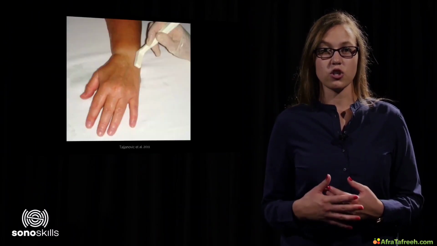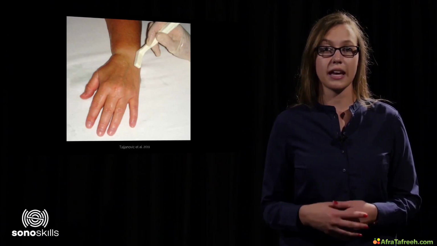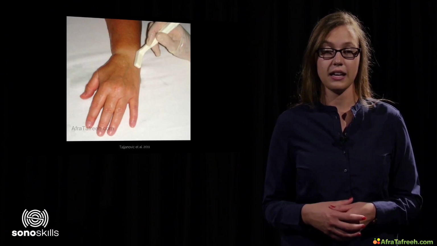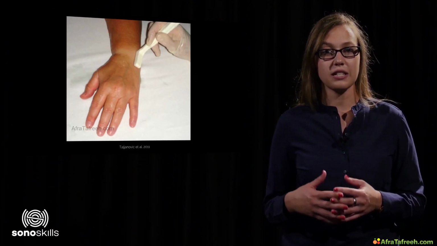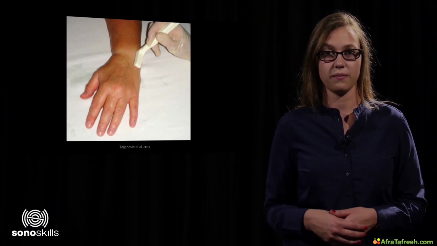This picture shows the positioning of the wrist and transducer in order to scan the dorsal aspect of the triangular fibrocartilage disc and the meniscus homologue. Observe that the patient's hand is in pronation and slight radial deviation.